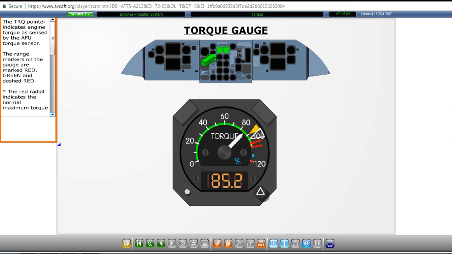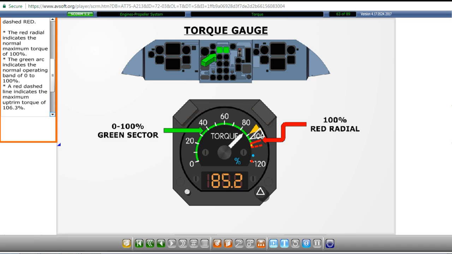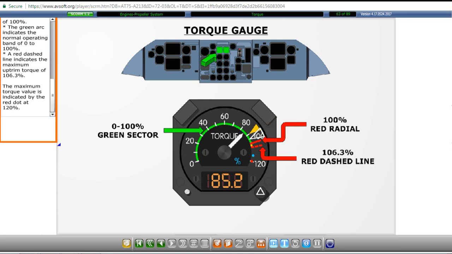The range markers on the gauge are marked red, green, and dashed red. The red radial indicates the normal maximum torque of 100%. The green arc indicates the normal operating band of 0 to 100%. A red dashed line indicates the maximum uptrim torque of 106.3%. The maximum torque value is indicated by the red dot at 120%.